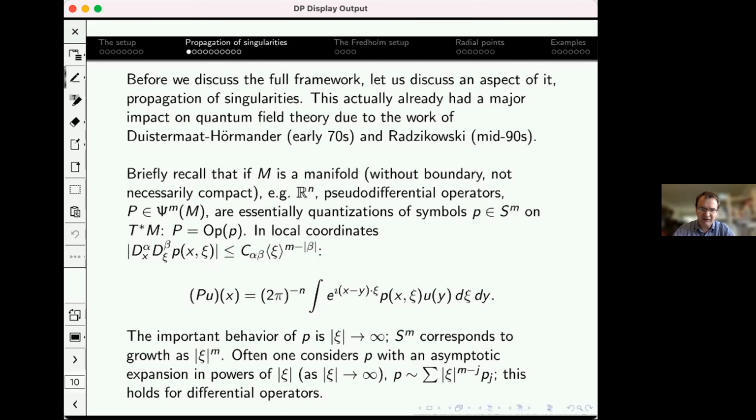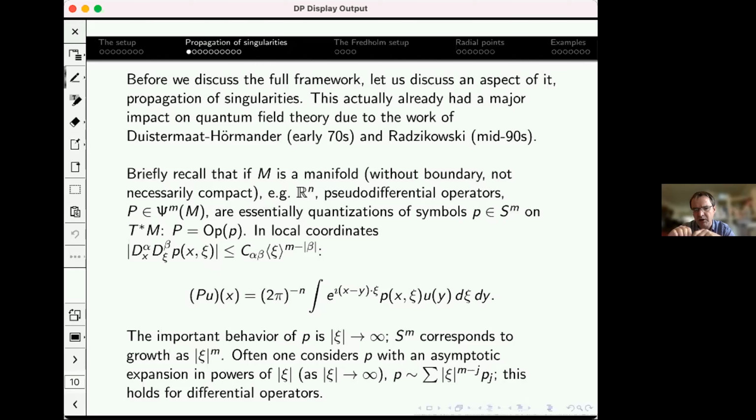And then the quantization is just the usual sort of Fourier transform-based map. I wrote down the left quantization; you can do various other things. The important feature here is what happens as the momentum variable goes to infinity. One could also do a semi-classical version, but I'm not going to do that right now. So the important thing is what happens as the momentum variable goes to infinity, and symbols of order m correspond to growth like psi to the power m.